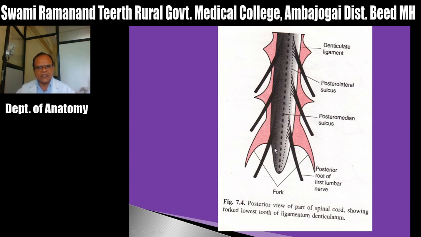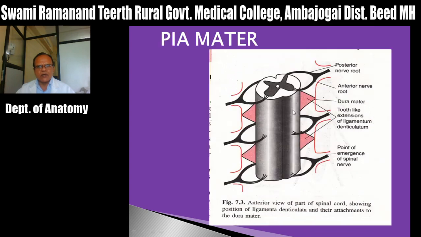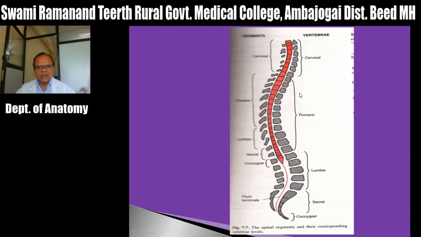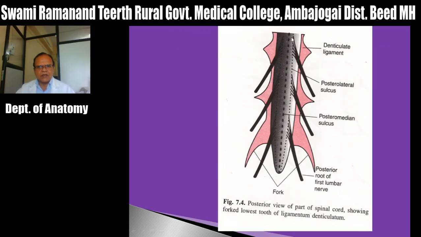The pia mater is attaching, and can you see these portions? This looks like a fork-like portion. And this is a posterior view. See the rootlets in the posterior aspect, how they look. These are emerging from the posterolateral sulcus, and the anterior rootlets from the anteromedial sulcus. This is the anterior sulcus, this is the anteromedial sulcus. And this is the posterior sulcus centrally, and this is the posterolateral sulcus.